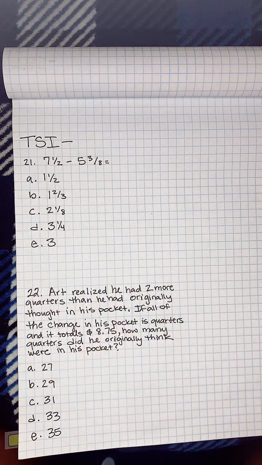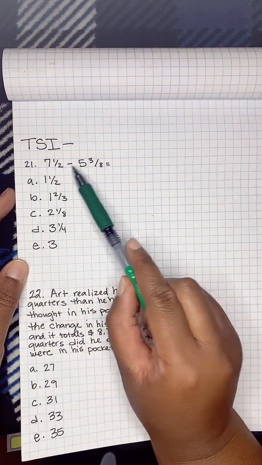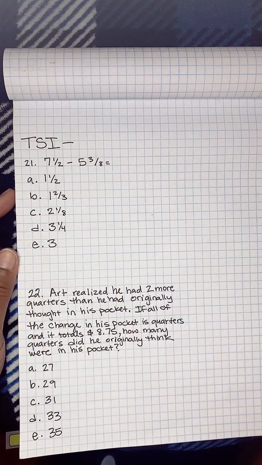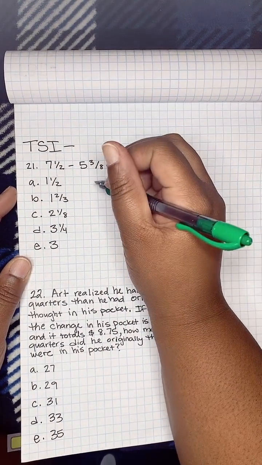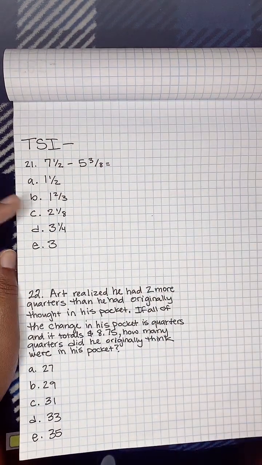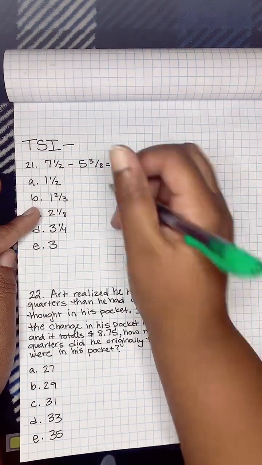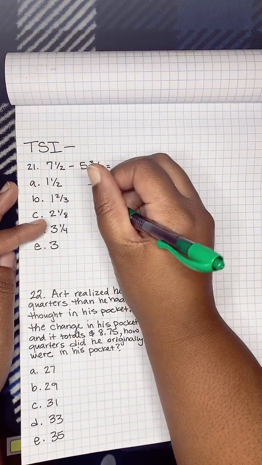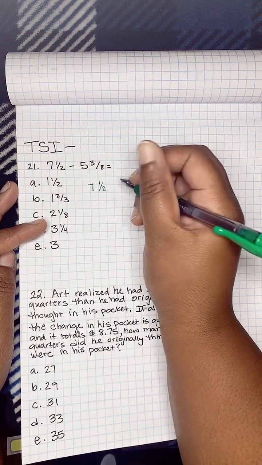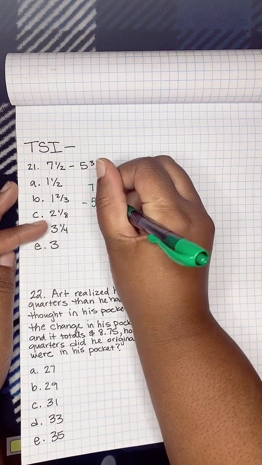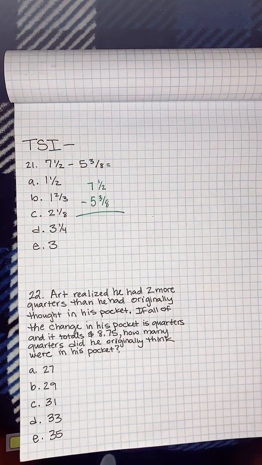Okay, so 21. So 7.5 minus 5 3/8. All right. Ooh, so you got C. Okay. So if we line this up, 7.5 minus 5 3/8. All right.